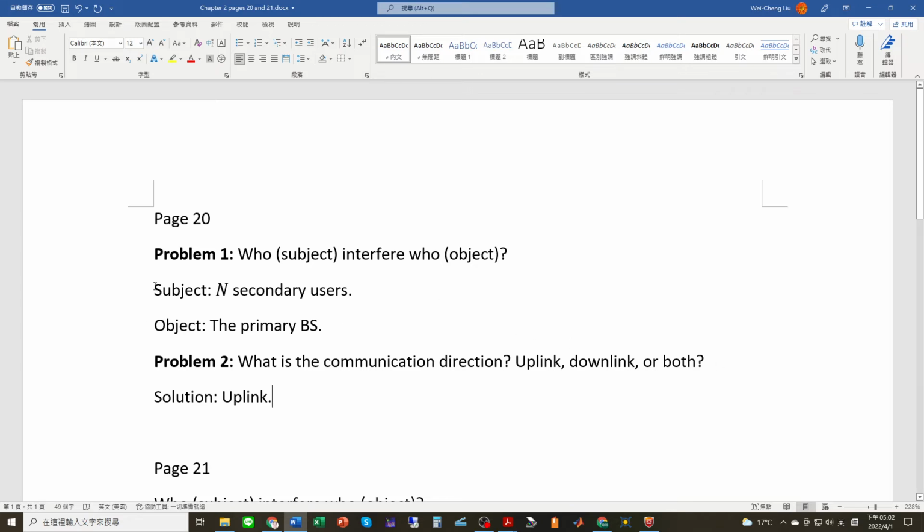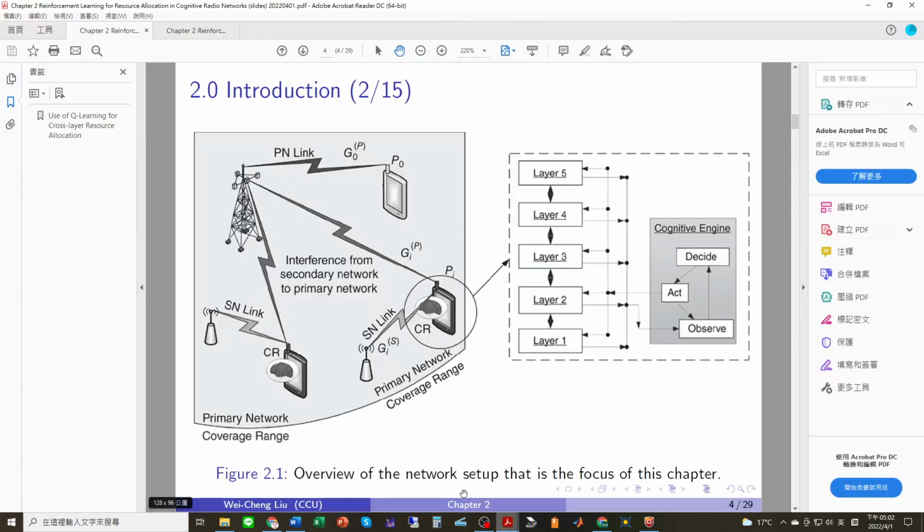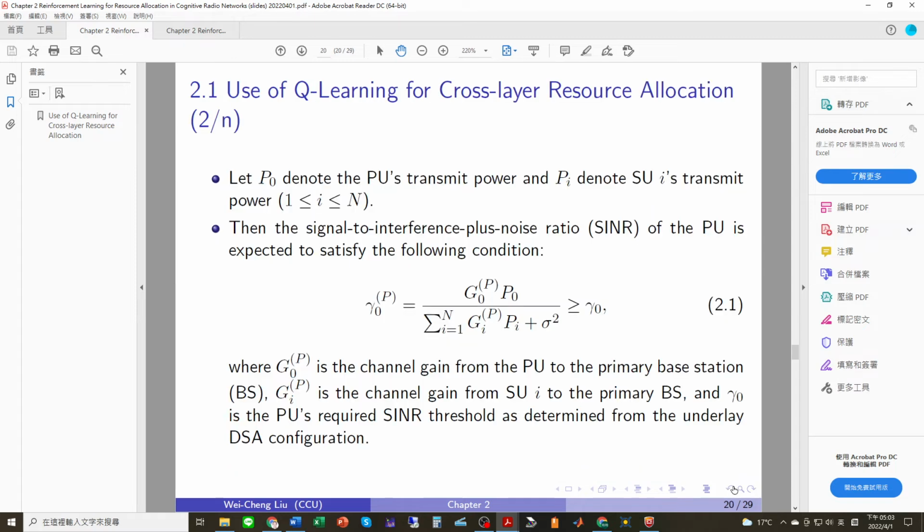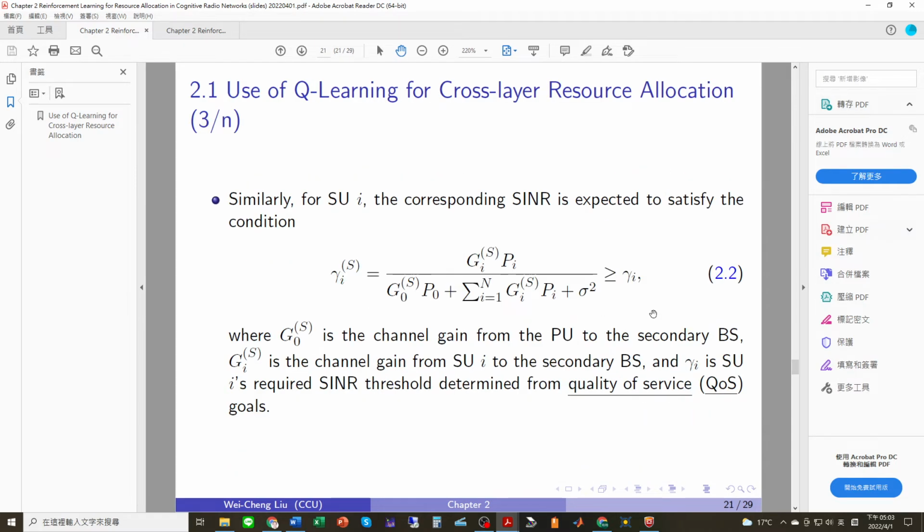Here is the solution, in bold face. Okay, next let us go back to the slides and go to page 21.